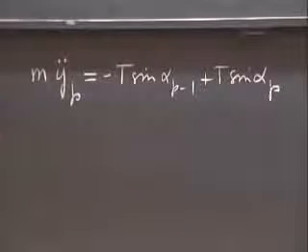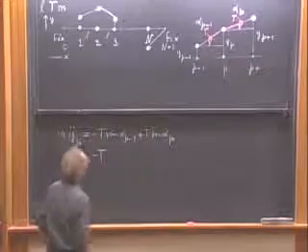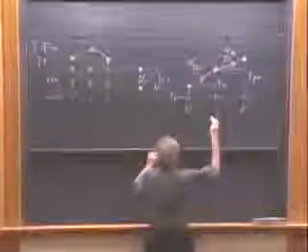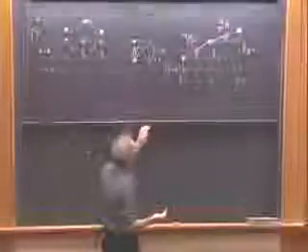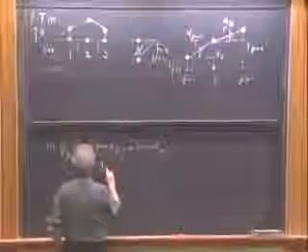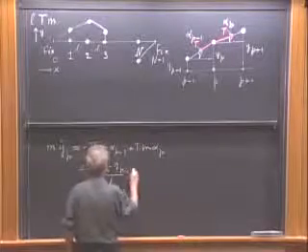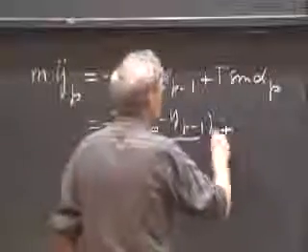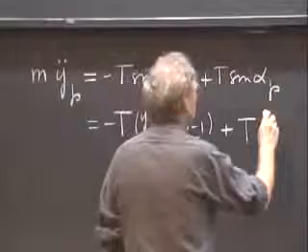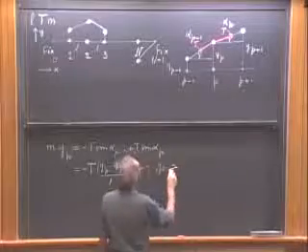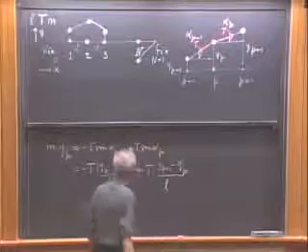But of course I know what the sine of alpha_{p-1} is, because the sine of alpha_{p-1} is y_p minus y_{p-1} divided by L. And so I can write here y_p minus y_{p-1} divided by L. And here I have T, the sine of alpha_p is y_{p+1} minus y_p divided by L.